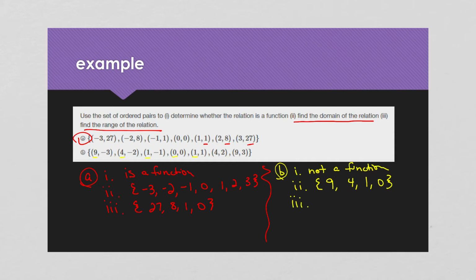All right, so part 3, let's look at our range, which is our y values. -3, -2, -1, 0, 1, 2, 3. All right, that's it. That's it for this problem. Again, don't forget, whenever you're doing your homework, don't put spaces after the commas.